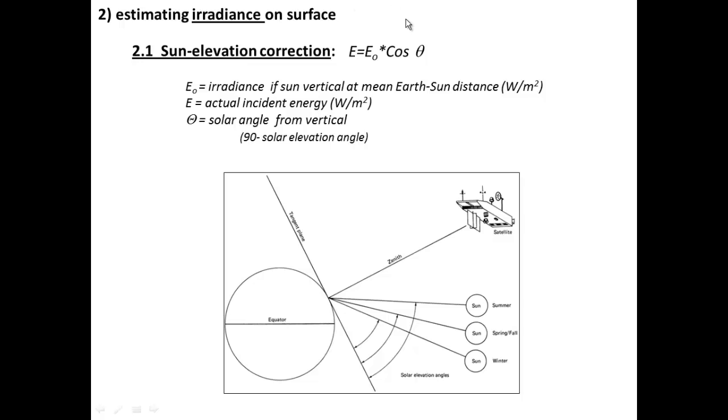Estimating the irradiance on the surface is a little more complicated, and we need to consider 2 different things. The first is the solar angle. When the sun is shining obliquely to the surface, the energy density is lower on any meter squared patch of ground, and the reduction in energy density goes as a cosine of the solar angle. So the irradiance on any meter squared is given by some reference irradiance, what it would be if the sun was vertically overhead, times cosine of the solar angle, where the solar angle is measured relative to the vertical.